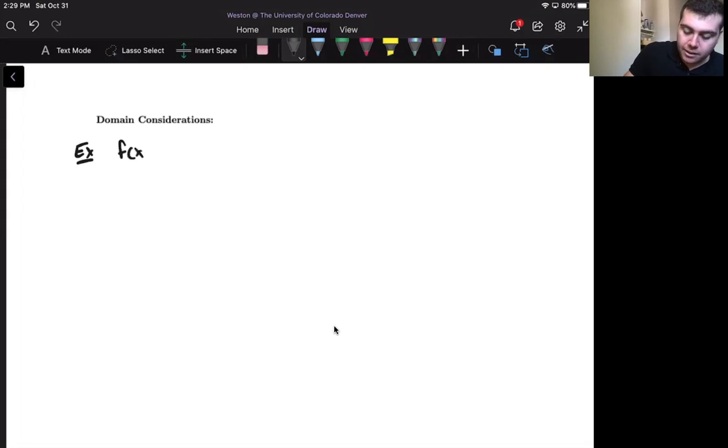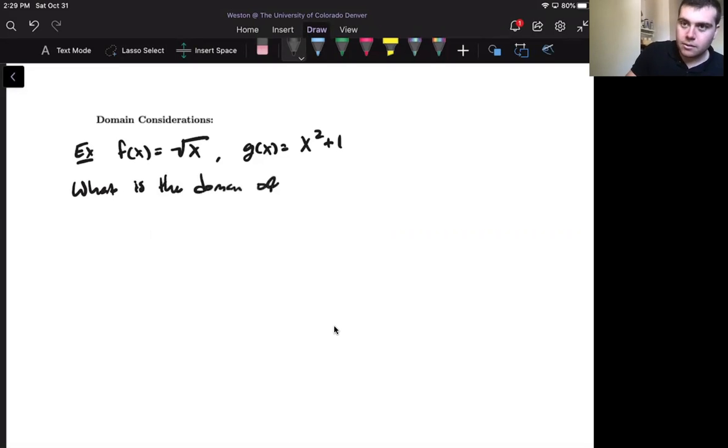So let's stick with a classic one. f of x equals the square root of x, and g of x equals x squared plus 1. And let's ask, what is the domain of f composed g of x?